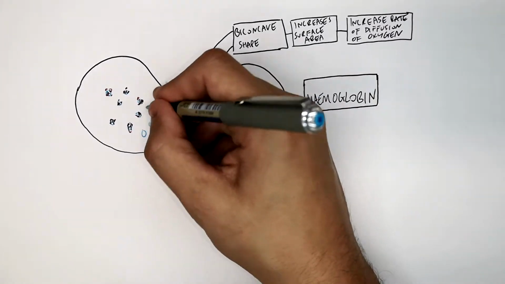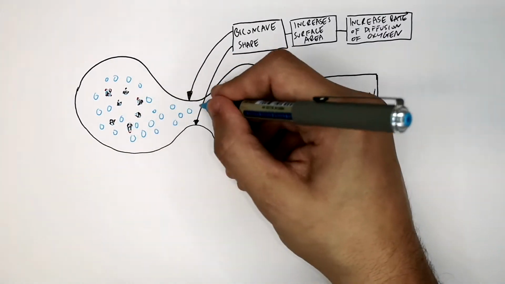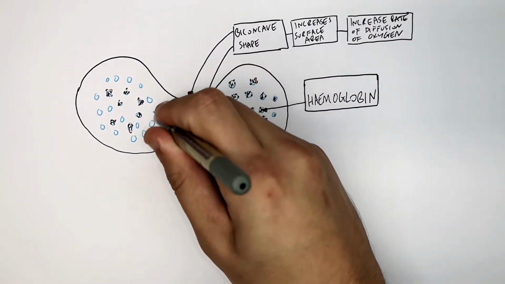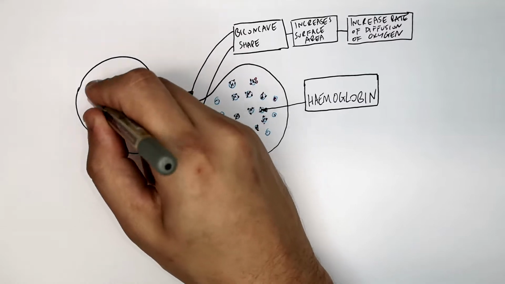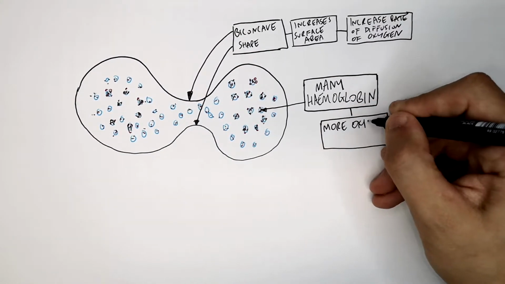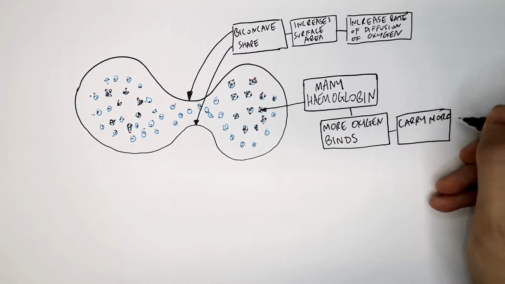But a red blood cell, aka erythrocyte, has lots of haemoglobin. The more haemoglobin, the more oxygen can bind to the haemoglobin, and therefore it can carry more oxygen. So it's got many haemoglobin, so more oxygen binds, therefore it can carry more oxygen.